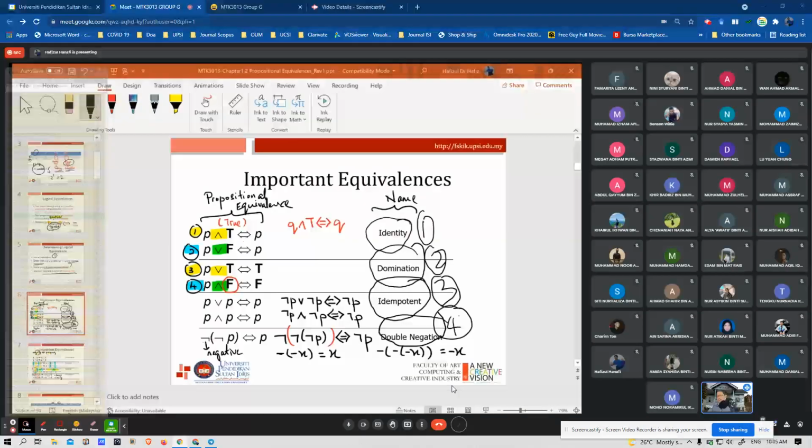The law of identity states that if a statement has been determined to be true, then the statement is true. If the statement has been determined to be false, then the statement is false. For example, if I make a statement that it is snowing and it is the truth, then the statement must be true. This is identity. Is it okay for identity? And secondly, we also call it identity. Then secondly is domination.